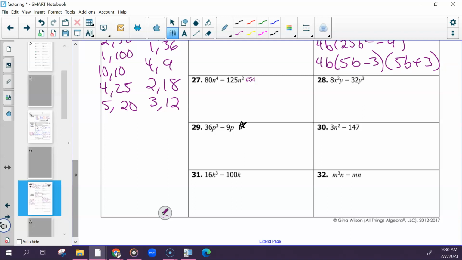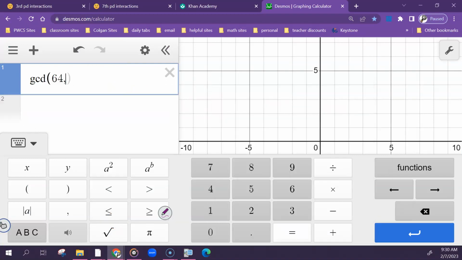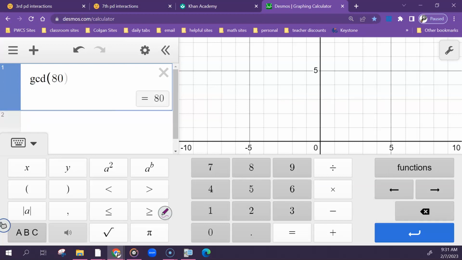For 27, what could we take out, or is there anything that they have in common? Let's start there. Say that again. I think so. I keep forgetting my calculator at home. 80 and 15. Yes, it is 5.